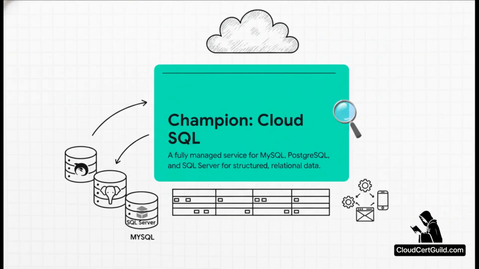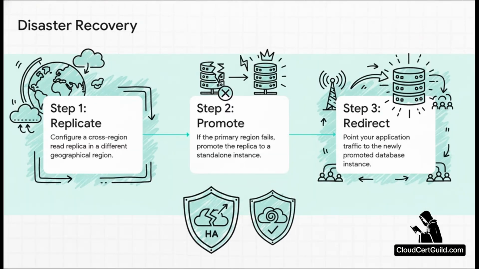For this, our champion is Cloud SQL. It's the reliable office filing cabinet. It's Google's fully managed service for MySQL, PostgreSQL, and SQL Server. It handles all that familiar structured data that powers countless websites and applications. And its superpower for this scenario is the cross-region read replica. This setup lets you fail over to a completely different geographical region, getting your application back online in minutes.